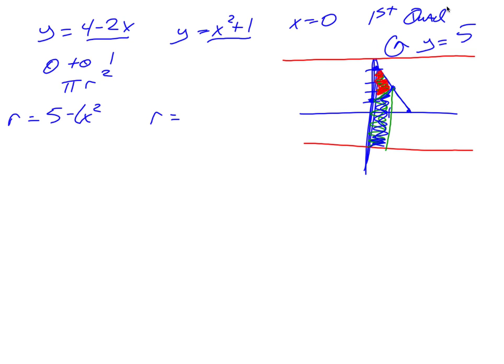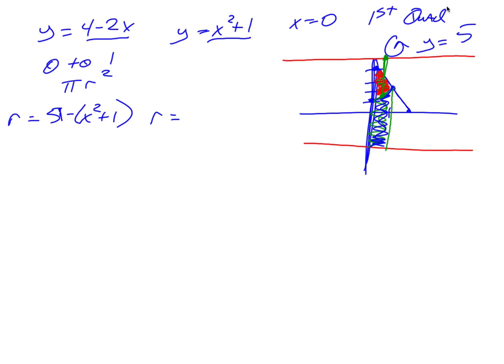What is that? 5 minus x squared plus 1 is going to be my first one. That's because the top of my radius is going to be here, and the longest radius goes from there to there. So the top of it is 5, and the bottom of it is that parabola, which is x squared plus 1. What did Justin say first? 5 minus 4 minus 2x. Why is it not that? Because that gives me the shorter one.